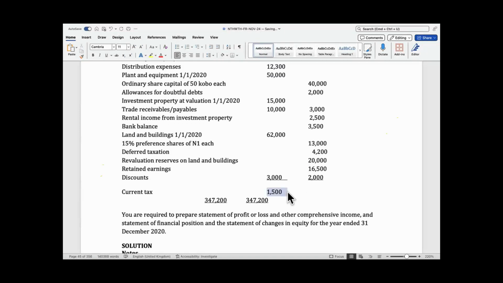So this 1,500 here now, will it go to P&L? We have already cleared deferred tax for the one you see in the trial balance. It will never go to P&L, never. If it is on the credit, it's an opening deferred tax liability. If it is on the debit, it's an opening deferred tax asset. So that one doesn't go to P&L. It goes to the statement of financial position. Now, current tax was on the debit. Will it go to P&L?